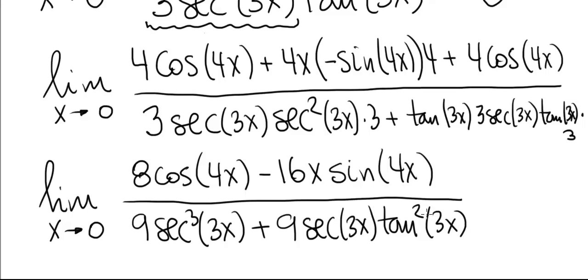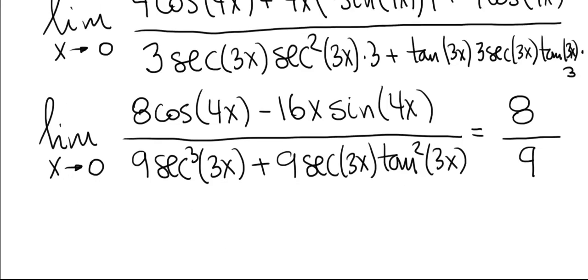Let x go to 0, but this time notice we do not get the indeterminate form 0 over 0. In the numerator, 16x sine 4x goes to 0, but 8 cosine of 4x goes to 8 as x goes to 0. So this is equal to 8 in the numerator. In the denominator, because tangent of 0 is 0, the 9 secant 3x tangent squared 3x term goes to 0, but secant of 0 is 1, so the 9 secant cubed of 3x term approaches 9, and that's our final answer. The limit is equal to 8 over 9.